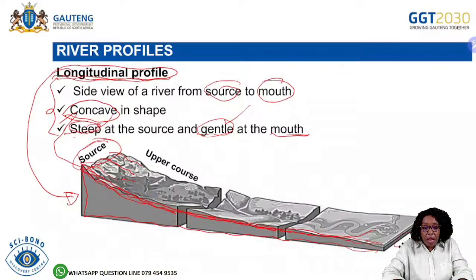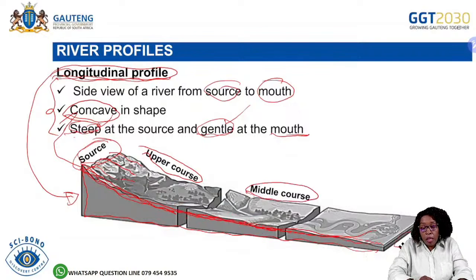Okay, when we identify the river course, where the river starts, we identify it as the upper course. And then as the river continues to flow and the gradient starts to change, we can see the river is in its middle course. And then where the river is heading towards the mouth, we identify the lower course. So these are the three river course profiles that we can identify in a river: the upper course, the middle course, and the lower course.